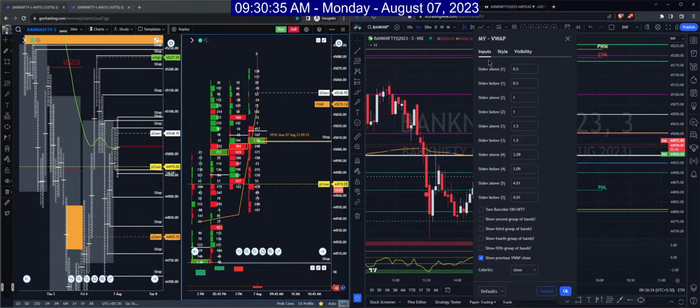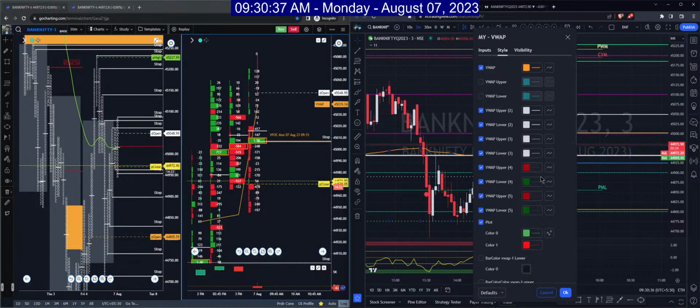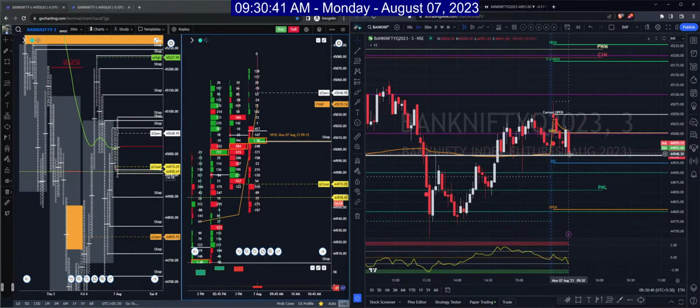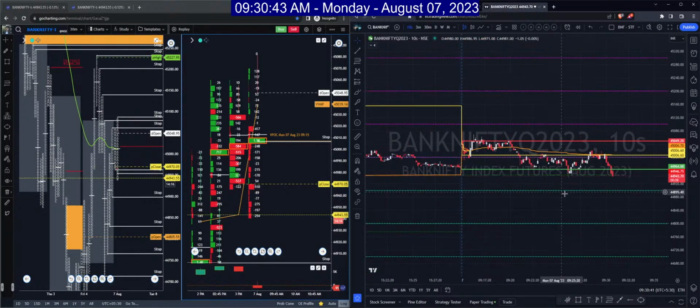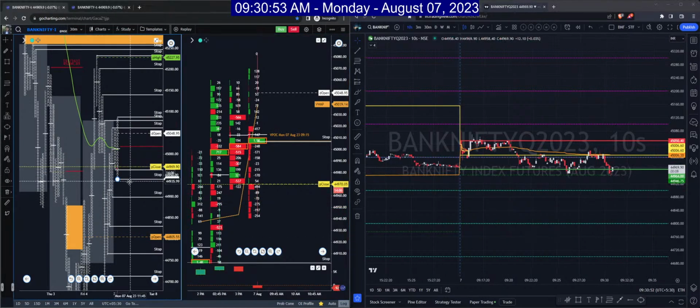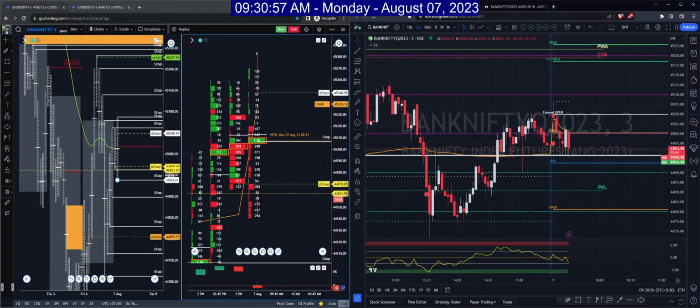Just show previous day's VWAP close. Yes, okay. So it has tagged the previous day's VWAP, and now we are seeing continuation below 946. We are seeing some absorption, but this low has again been taken out. Overall we are developing sideways.